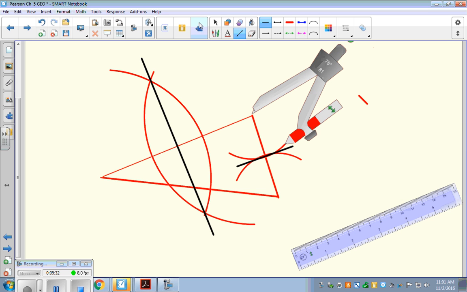Make sure your perpendicular bisector goes all the way across so that you can see where they're going to intersect.